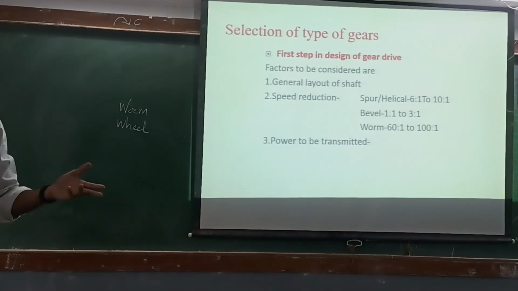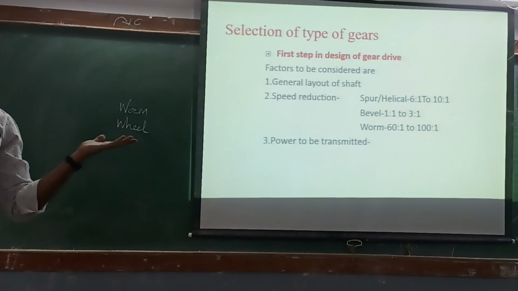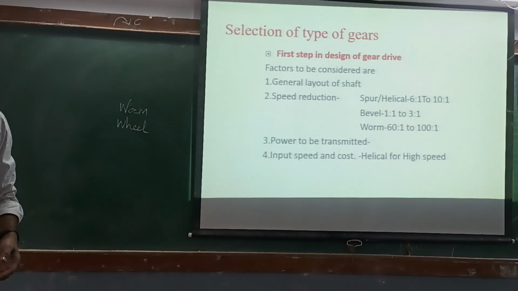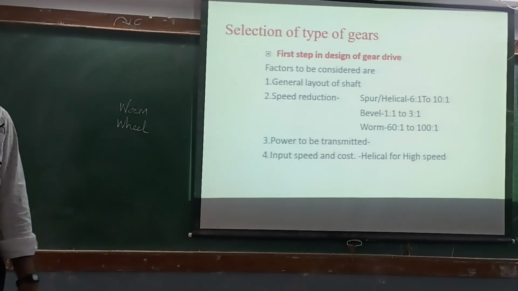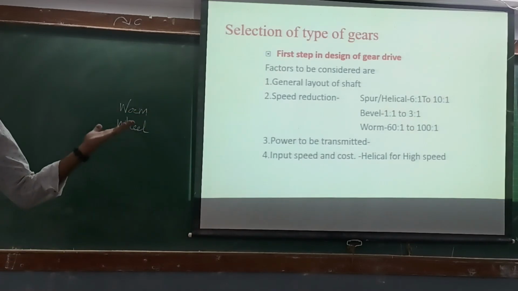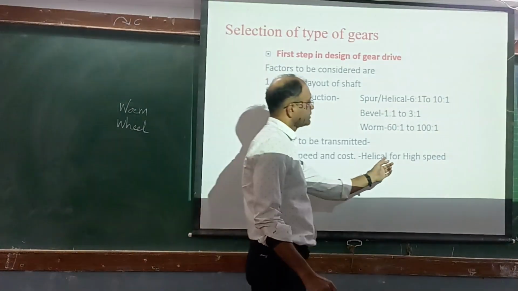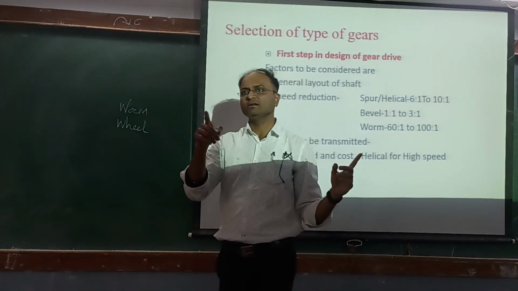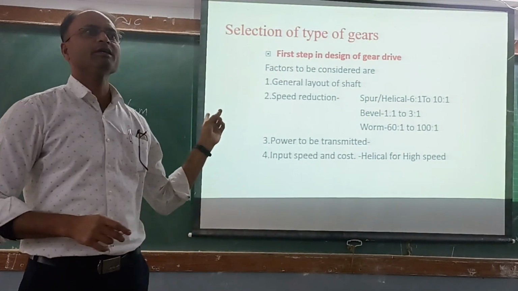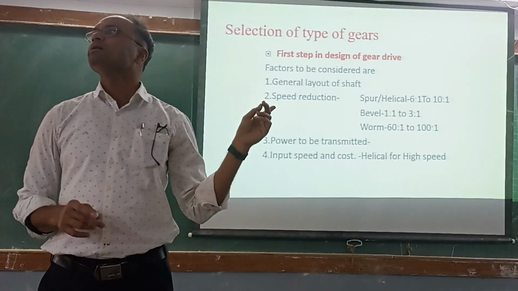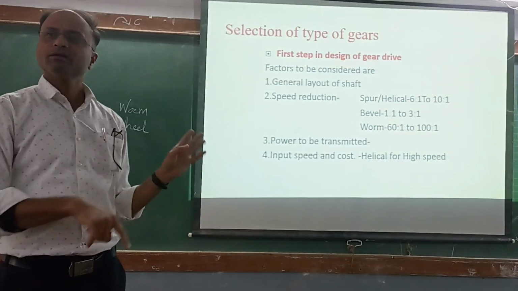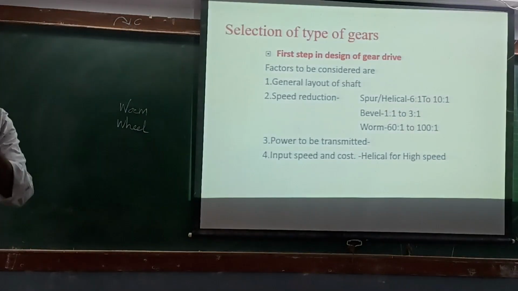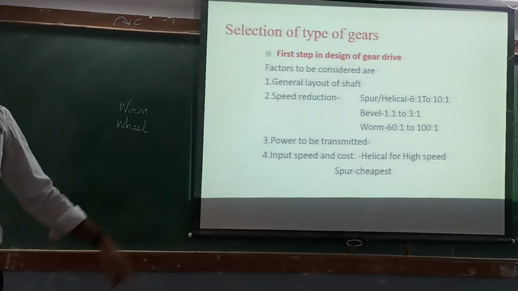Then power to be transmitted. How much power we have to transmit? That is the next factor. And of course, how much is the input speed and the cost. Helical gears are used generally for high speed applications, and that's why in our application we selected the first pair of helical gears and the second pair of spur gears. I told you the reason also. So this is the reason.